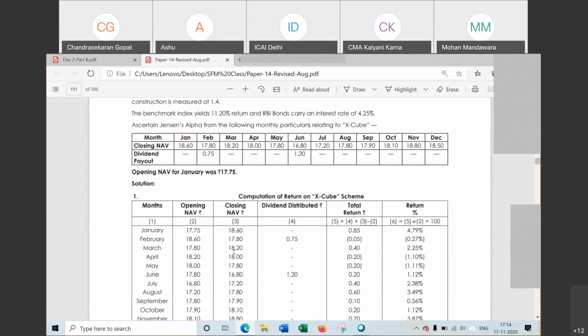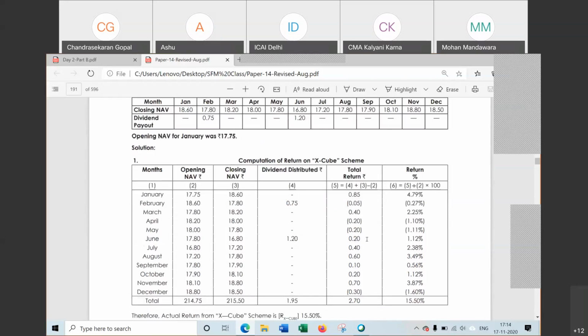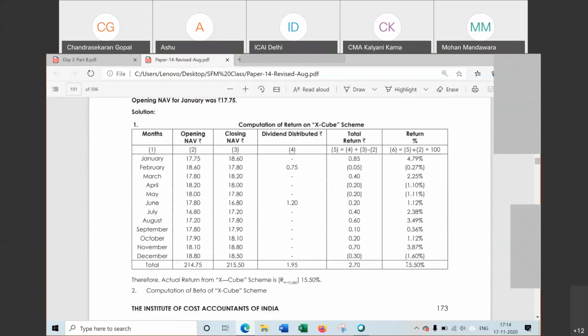Dividend is not there. For next month, opening value will be 18.6. Closing will be 17.8. Dividend is there. So 17.8 minus 18.6 plus 0.75 will be minus 0.05. Now we will find the return. How to find the return? That is, this total return divided by opening NAV, purchase price. This is 4.79. In this way, we will compute for all months, for 12 months. Now total value is 15.5.